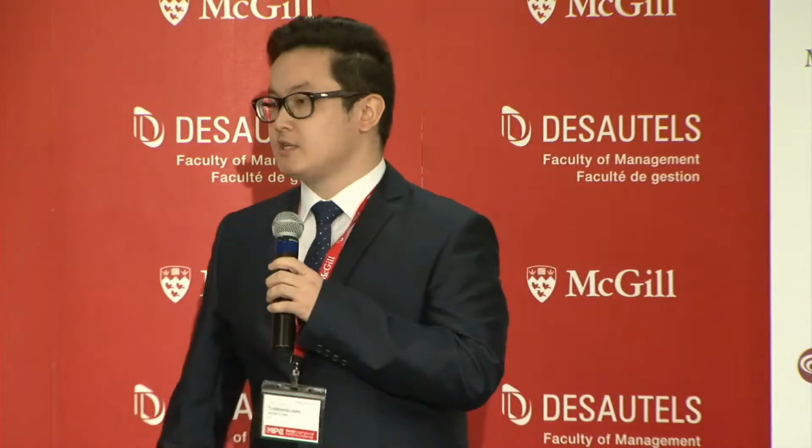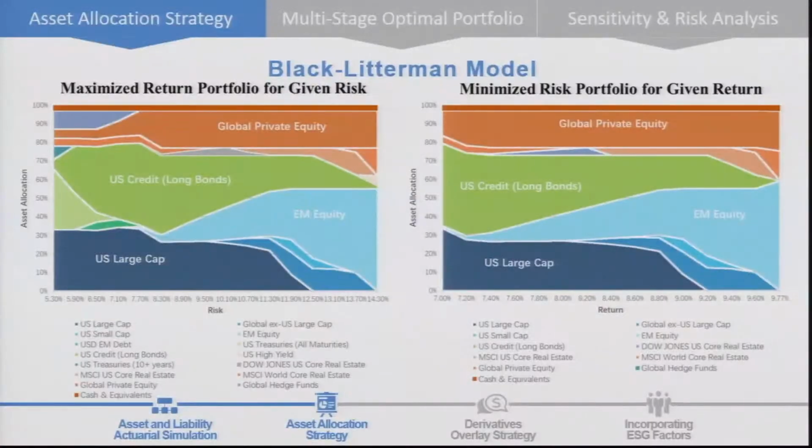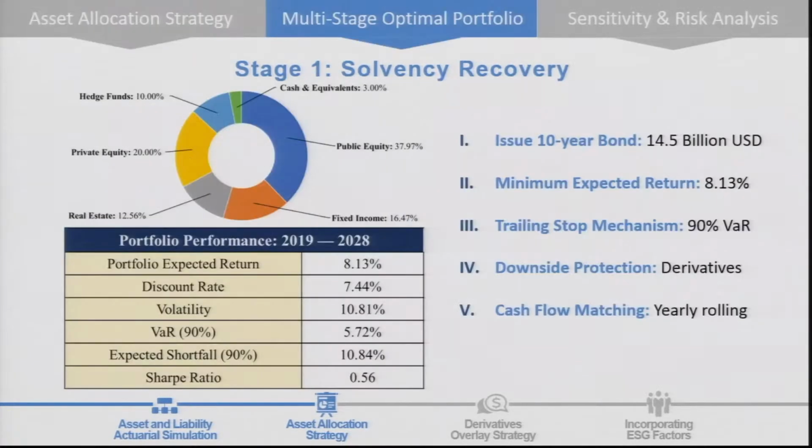And based on the mean-variance optimization, we get the efficient surface given a certain risk level or return level, which can be shown as follows. So our goal is to find the best point on this surface that can meet all requirements we need for each stage. And here's the allocation map for stage 1.